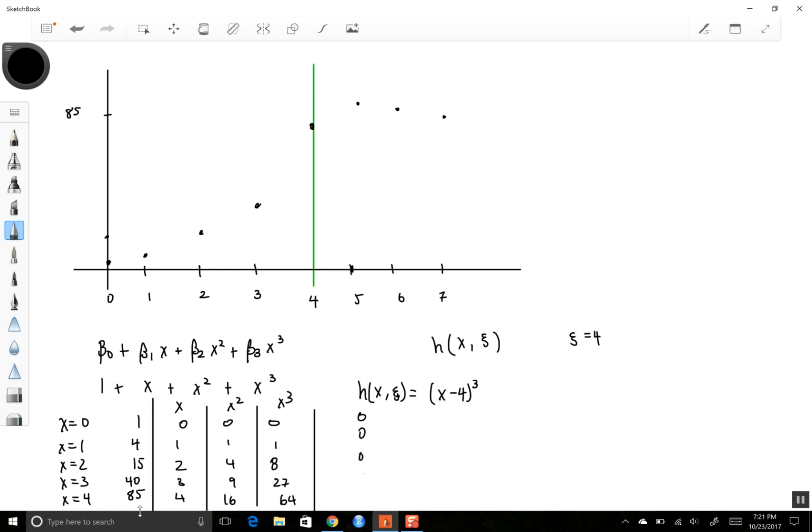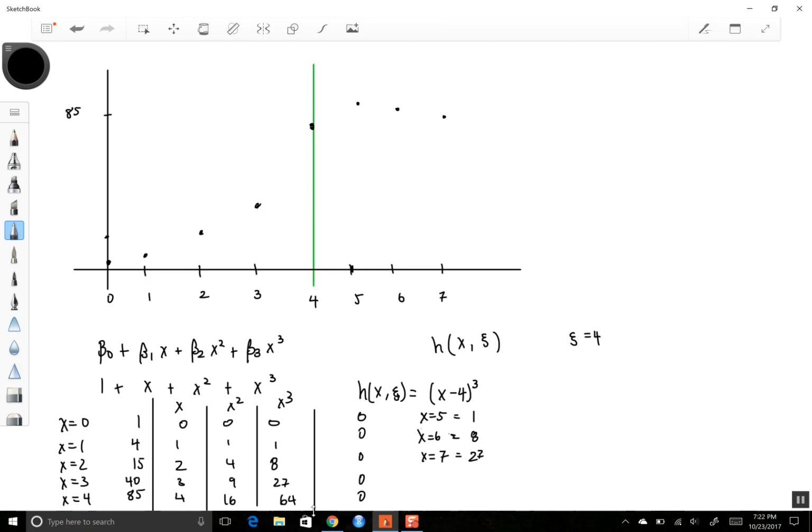So everywhere before, at 1, 2, 3, 4, it's all zeros, but then at x equal to 5, this column is going to equal 1. And at x equal to 6, it's going to equal 8. And at x equals 7, it's going to equal 3 cubed, 27.